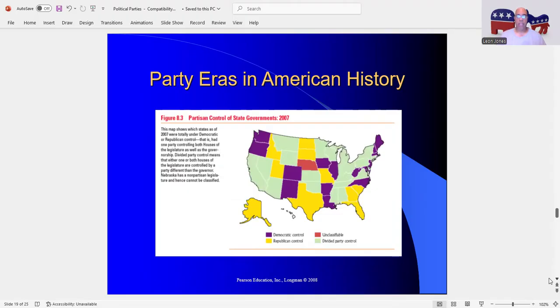Party eras in American history. Well, if you look at the government right here on this map, the yellow is Republican control, the purple is Democratic control. And these are generally the states that, and this is not necessarily a true map. This is when Obama was running, because I live here in Indiana, and Indiana is controlled by mainly Republicans. Now you can see over the last 2 decades, now this map, if it were updated, you would see more red on this map.